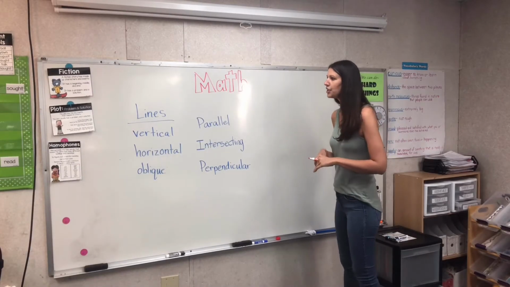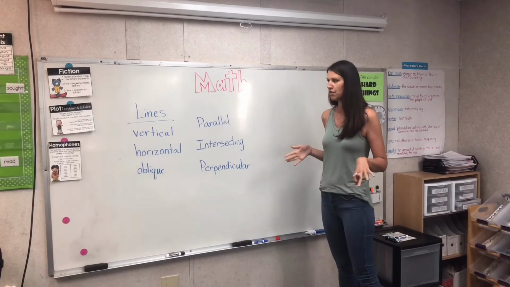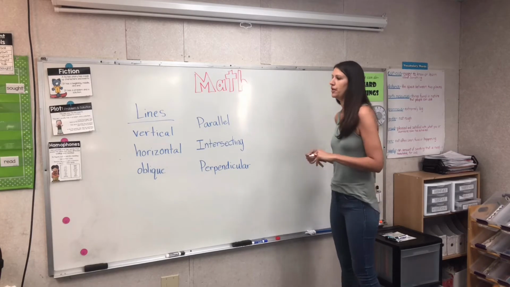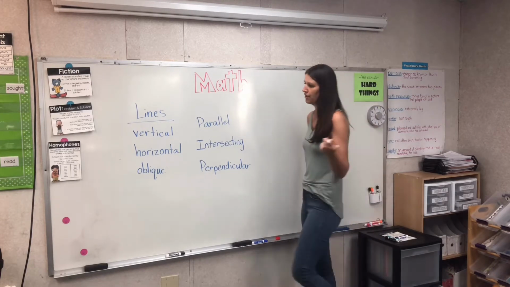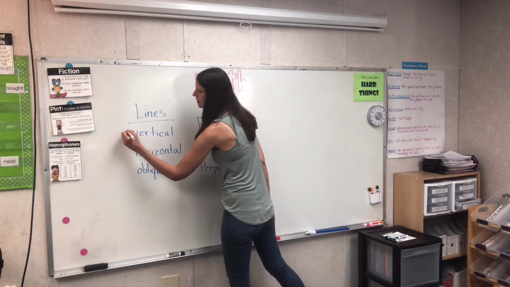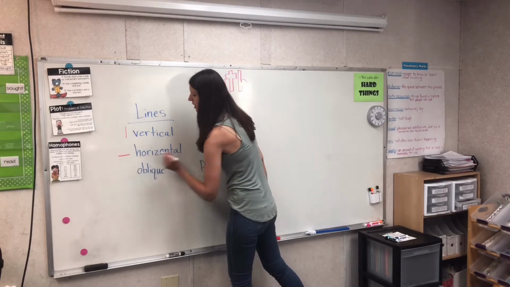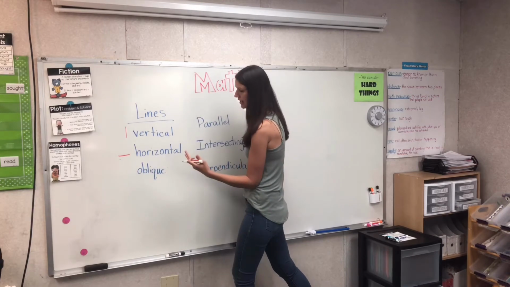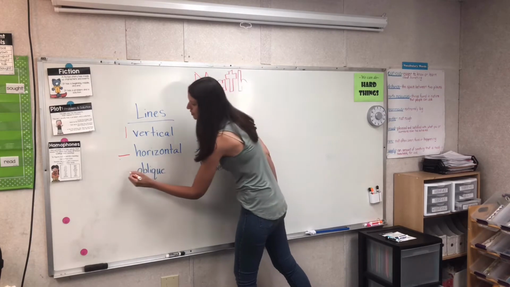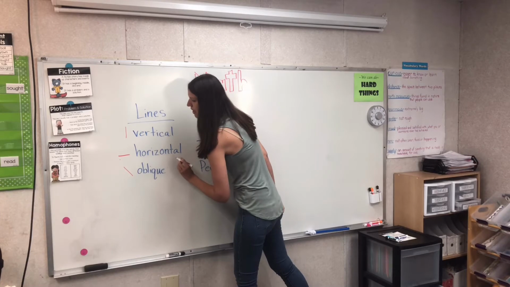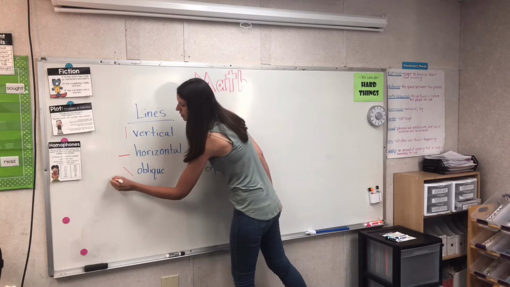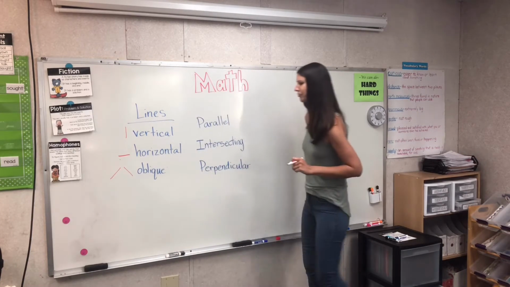Second grade. Today we're going to do a little bit of review on the types of lines that we've learned so far this year. So we know that a vertical line goes from top to bottom, a horizontal line goes from left to right, and an oblique line or a diagonal line goes from top to bottom slanted like that, or from bottom to top like that.